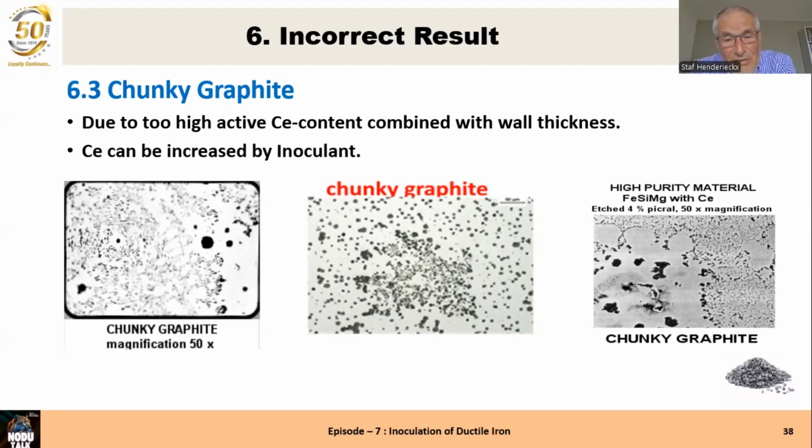Let's say chunky graphite up to 30 millimeters wall thickness, it's fairly okay. Above 50 to 75 millimeters wall thickness, it's one of the most frequent results of an incorrect inoculation and nodulizing.